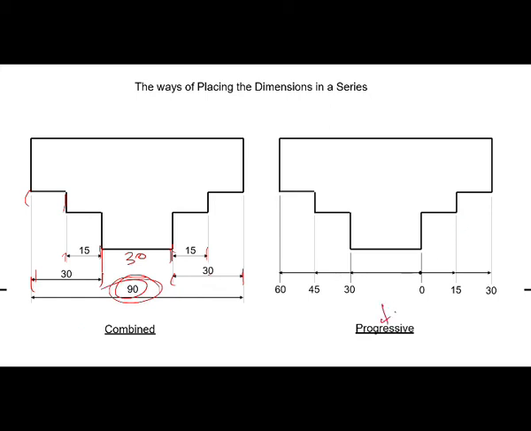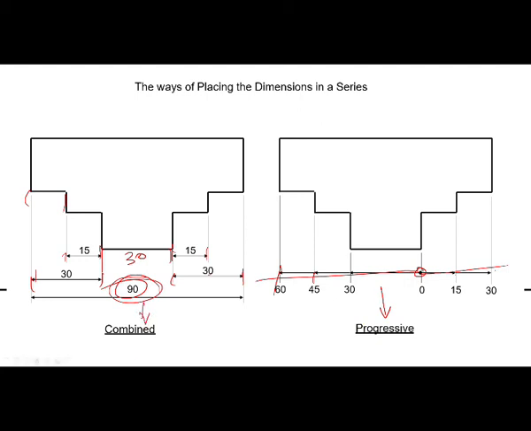This is called progressive, like 0 to 15, 0 to 30, 0 to 45, and 0 to 60. This is the progressive. It starts from 0, and it starts from here only. It mentions this is the main point, and from here to the right side, and this is the left side dimension. This kind of dimensioning is called progressive, and this kind of dimensioning is called combined.